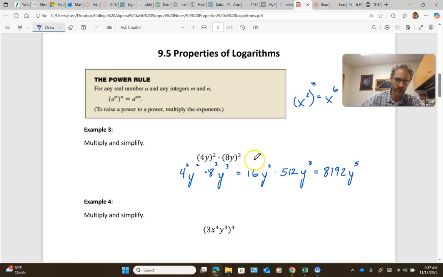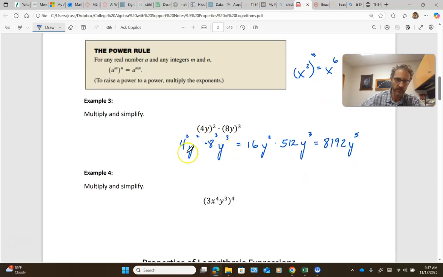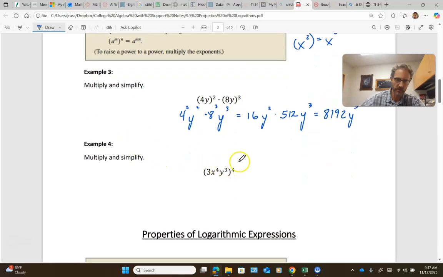Alright, now let's look at example 4. Same thing here, similar. The difference, though, is that these factors x and y, they already have exponents, and so we're going to be multiplying those exponents by this 4. Okay, so in other words, if I distribute this 4, you can think about it that way. This will become 3 to the 4th power. X to the 4th here, raised to the 4th.